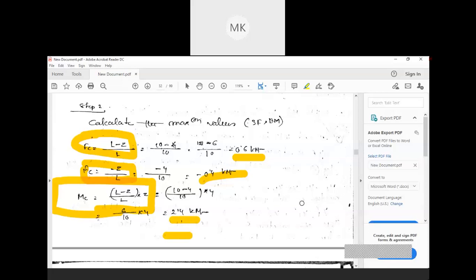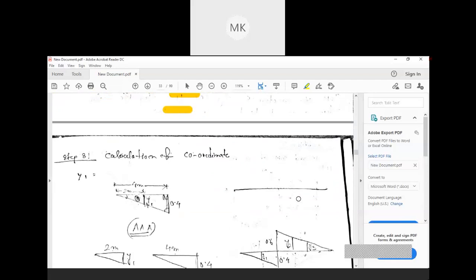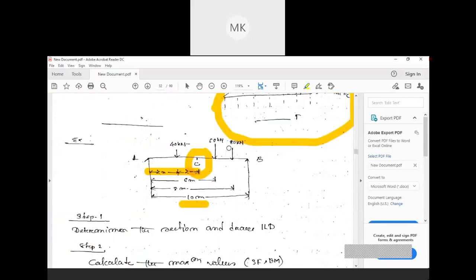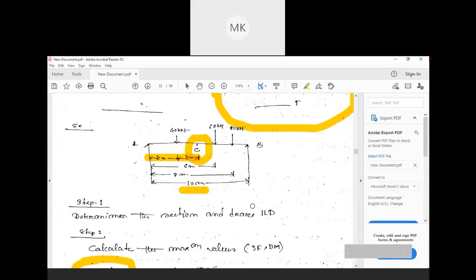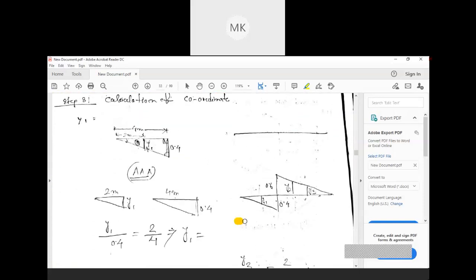After finding these two, we need to find the ordinates. This is the important part, how we find these y1, y2, y3 and so on. See, in our case there are three point loads, so for these three point loads there will be three ordinates coming like this: y1, y2 and y3. Here you see how it comes. This is the representation, remember this. This is y1, y2 and y3 due to these three point loads.